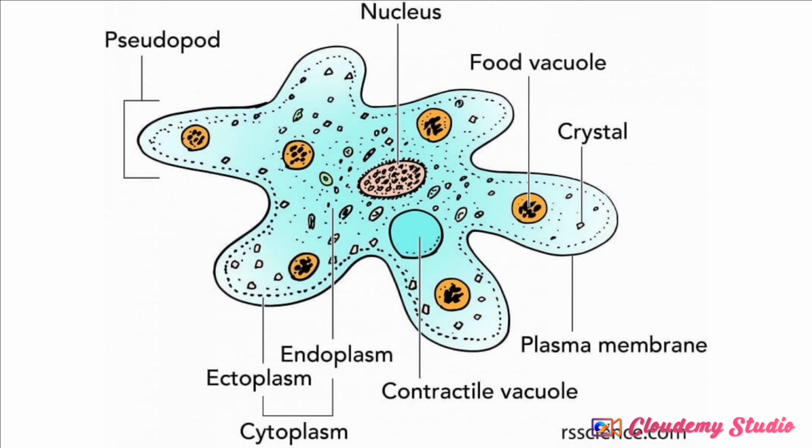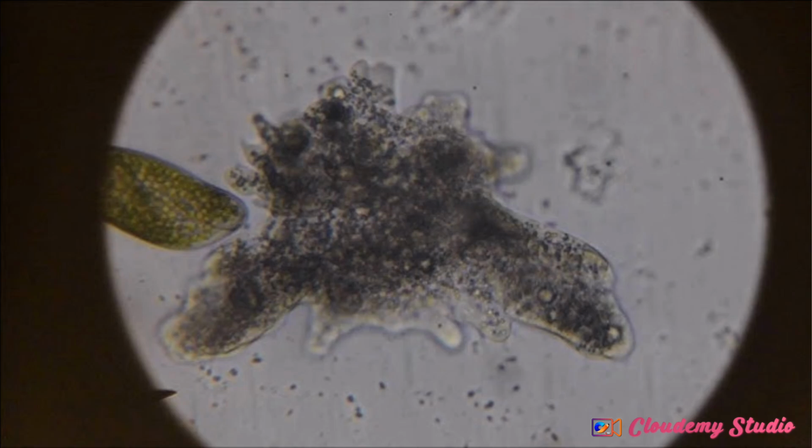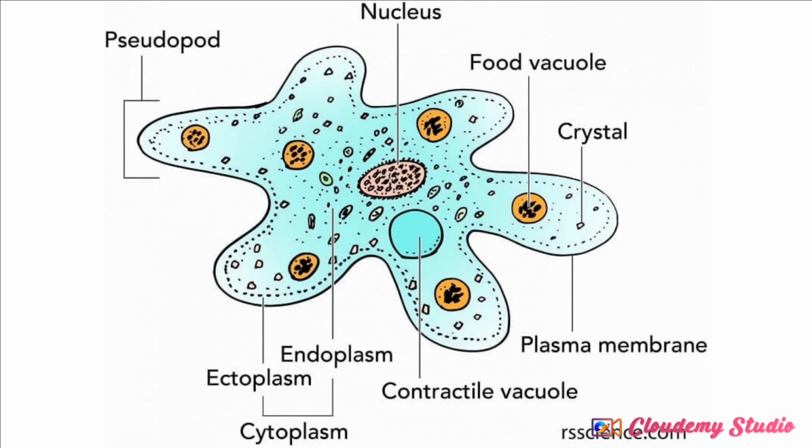This is the microscopic structure of an amoeba. They are found in freshwater at the bottom. And they have lobe-shaped structures called pseudopodia. That is their pseudopod, and that is what they use for movement.